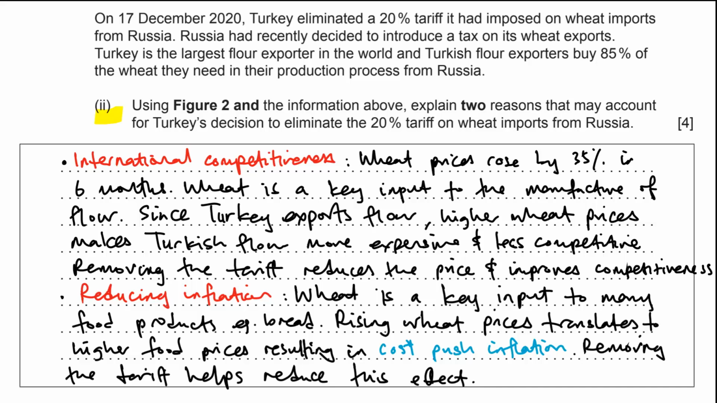So what do we have to do? Well, over here, part 2, using figure 2 and the information above, explain 2 reasons that may account for Turkey's decision to eliminate the 20% tariff on wheat imports from Russia.